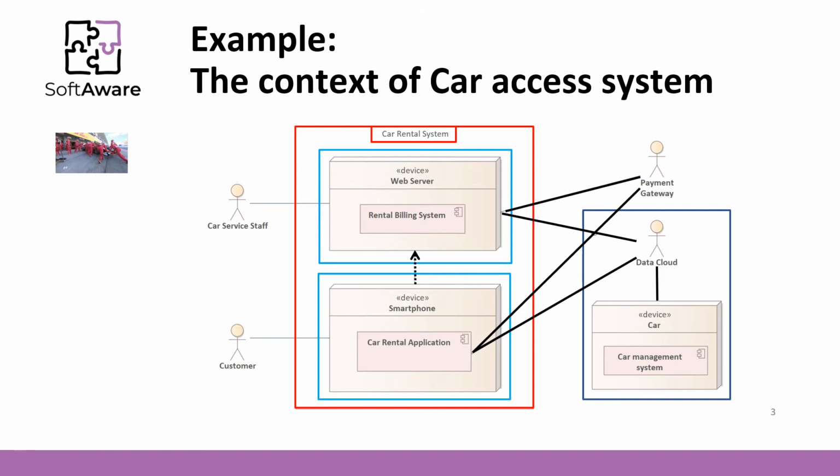It means that there's an external payment gateway system that is used to transfer money from the user account to the company account. The rental billing system provides payment information while the application is used to pay for the services. Car service staff can use a website where one can manage operations using a rental billing system. As you can see, the diagram shows what parts of the system need to be implemented. Also, it shows what external services will be used. System architects can use this information to plan the interaction between systems.